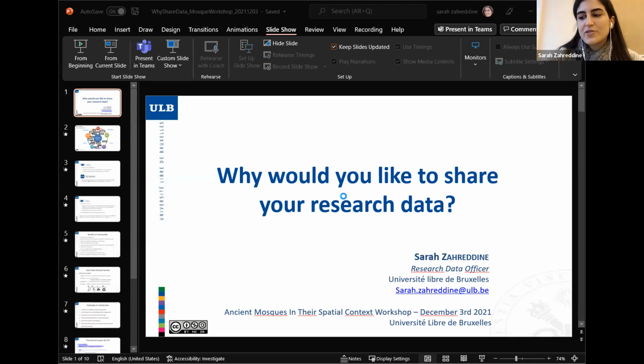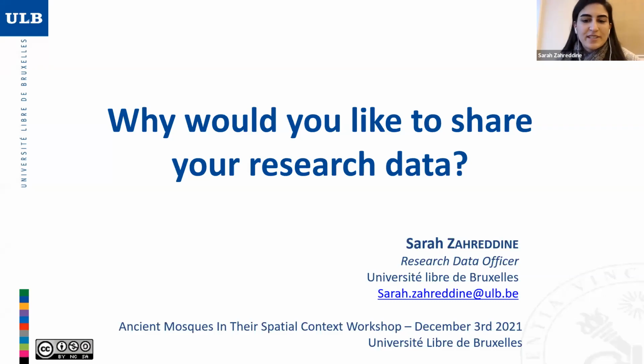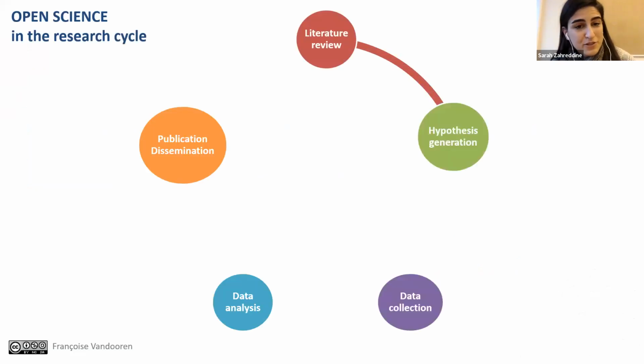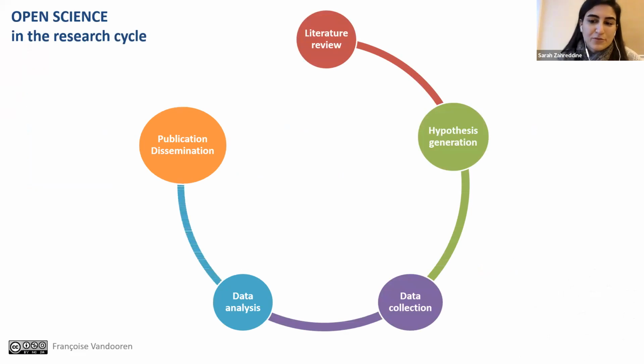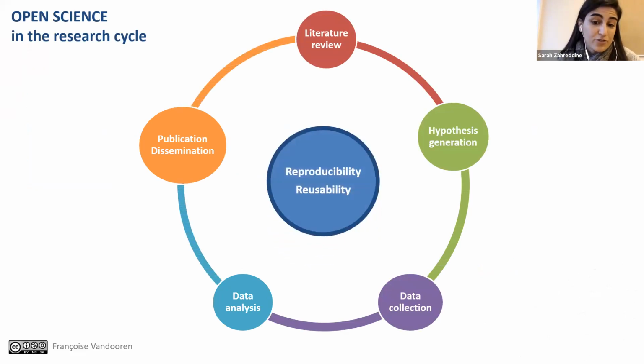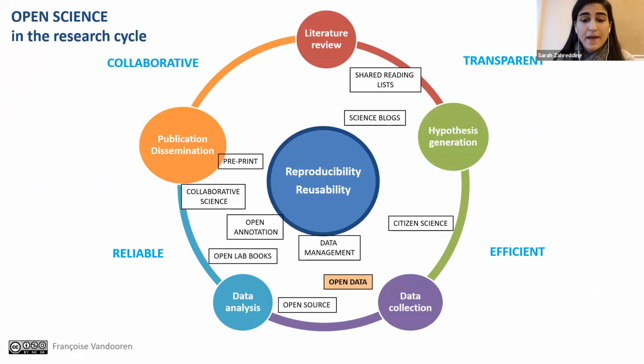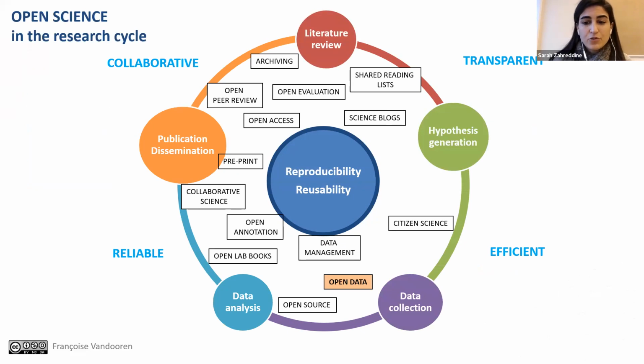All right, so open data, or sharing your data, is part of a broader category called open science, which is an approach of scientific research based on open collaborative work and systematic sharing of knowledge and tools as early and widely as possible in the research process. It has the potential to make research more collaborative, more transparent, more reliable, and more efficient by sharing results, improving their reproducibility, and making them more reusable.